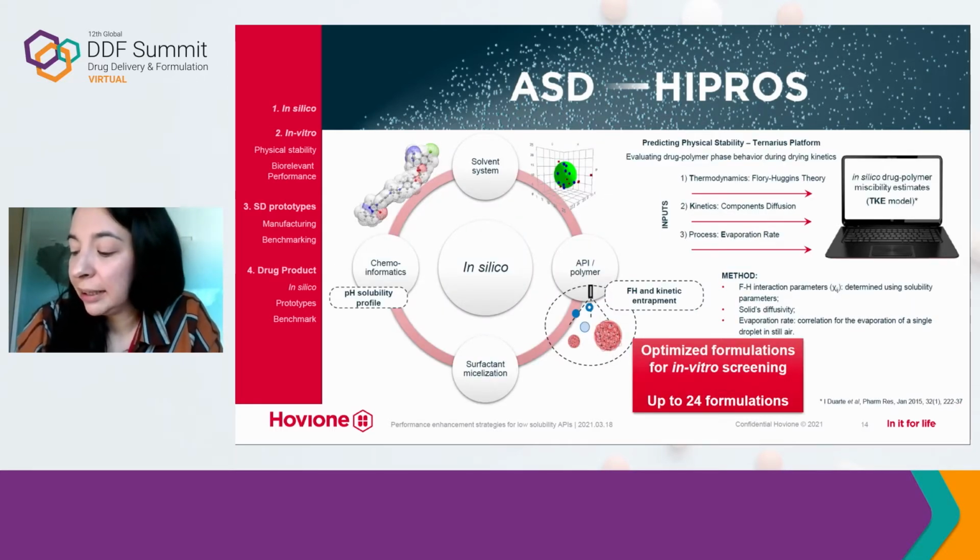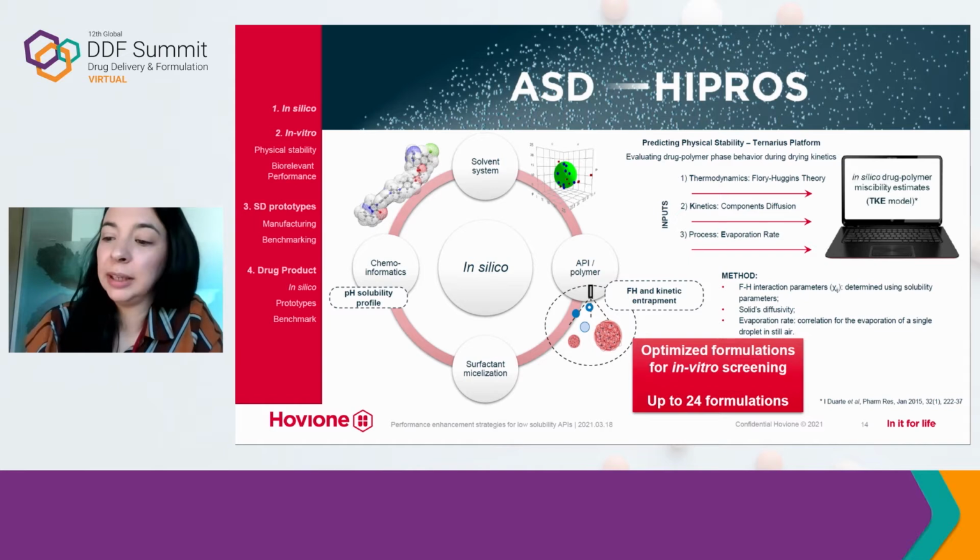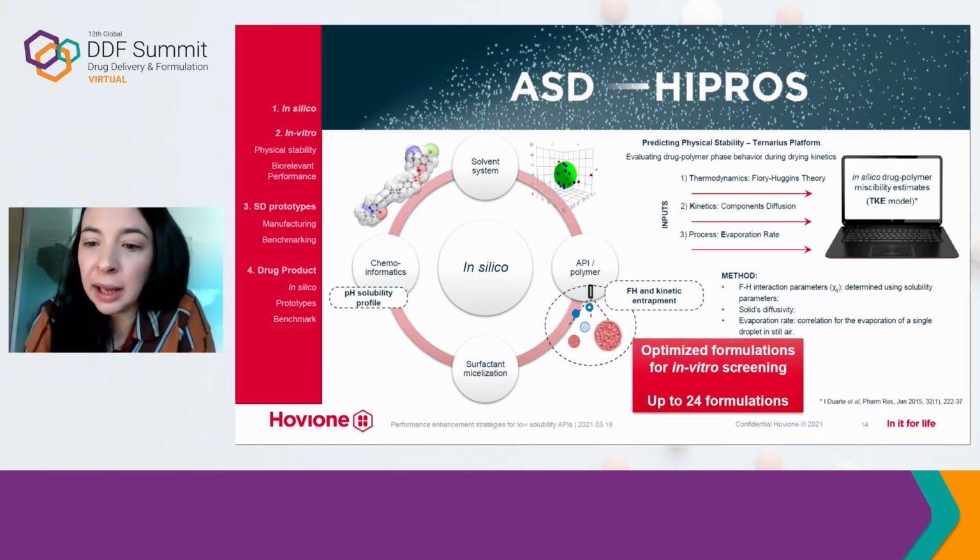So going a little deeper in the technical part and starting with the in silico approach, there's a combined evaluation of thermodynamics, components, diffusion, evaporation rates, based on the Tenaris proprietary platform and other available commercial models. This way, parameters like excipients ID, drug loads, and component miscibility are identified, and the need for lab experimental procedures is eliminated, lowering material consumption and lowering as well the risk of going to production with unsuitable formulations.